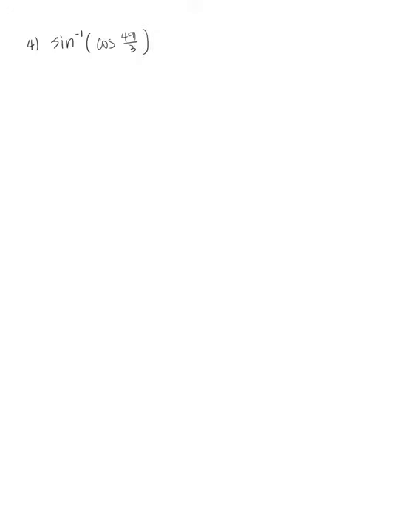So the last one is a sine inverse of cosine of 4π/3. So let me just first call cosine of 4π/3 to be theta. So then we're going to have theta equals cosine of 4π/3. So 4π/3 is 4 times 60 degrees, so it's 240 degrees. So you're going to go 180 and then add 60 to it. So here is going to be our terminal point. So this is 4π/3.